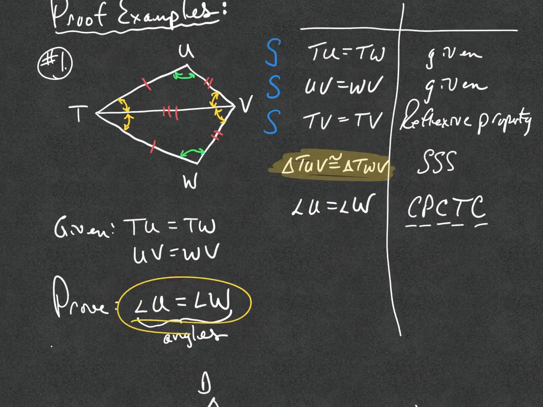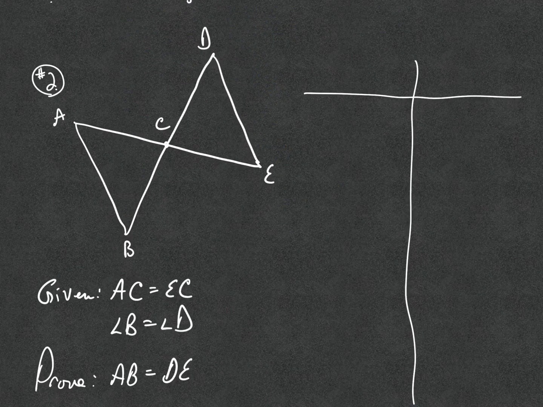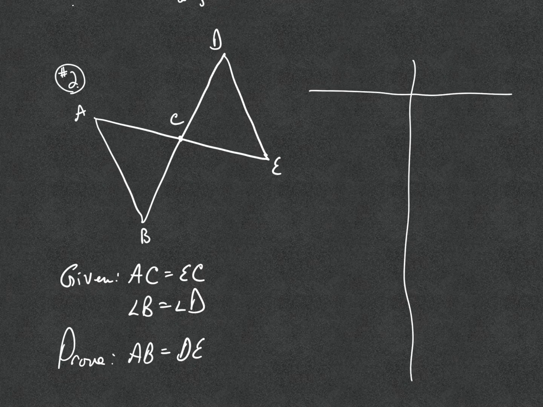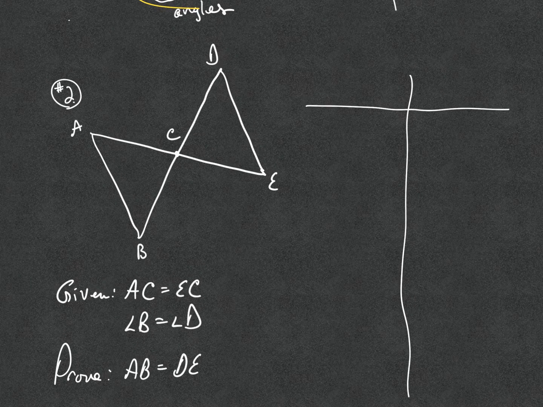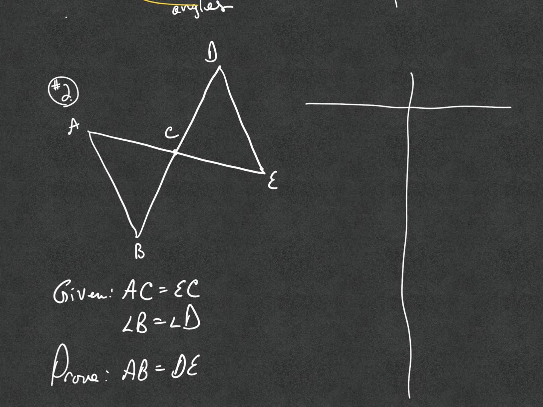Again, feel free to pause the video anytime you want, but let's move on to another example. And I'm just going to shrink that slightly so you can see all the letters. That should be okay. All right, so here's another picture you're kind of familiar with. This time I'm giving you that AC is equal to EC and angle B equals angle D. And then what I'm asking you to prove is that AB is equal to DE. All right? So pause the video, write down the diagram, write down the given and the proof, and then turn it back on when you're ready to go.